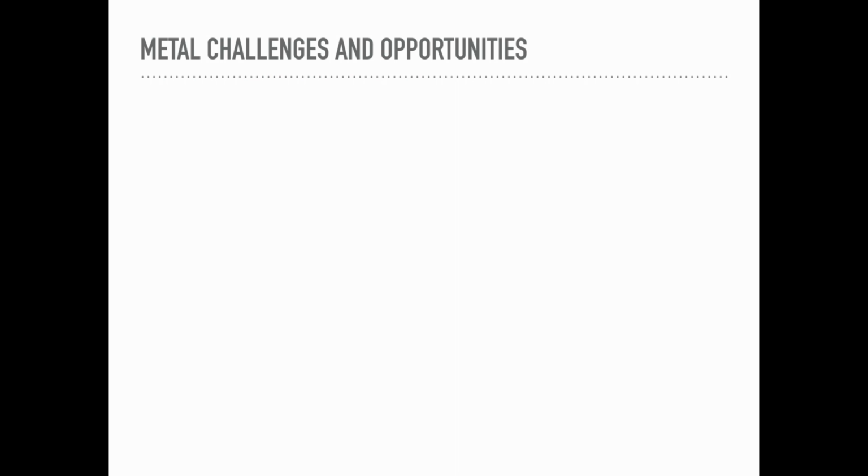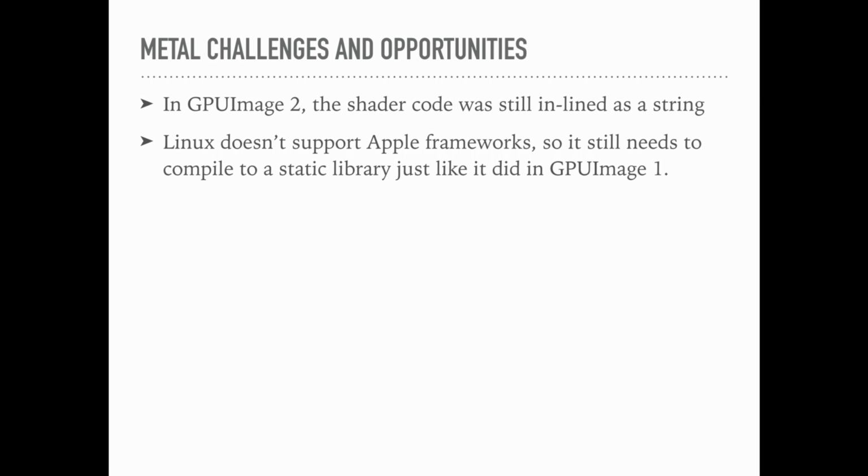So we've had some challenges and opportunities associated with Metal. One of the advantages is that in GPUImage 2, the shader code was still inlined as a string. So we still had to support the static framework stuff and deal with the Linux side of things, which was kind of a pain to do. It wasn't too bad, but it was still pretty bad. By having it be just Metal, we're able to take advantage of the fact that we can just bundle this as a framework.